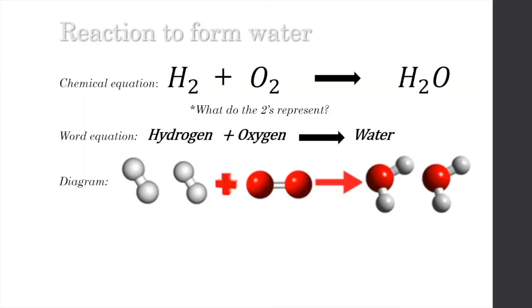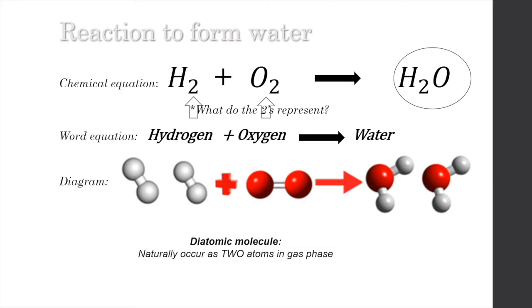So let's have a look now at the reaction to form water. On this page, we have the chemical equation, the word equation, and the diagram equation. Let's start with the chemical equation. Our chemical equation is H2 plus O2, which are our reactants, and that gives us water. Now, a quick reminder, what do these 2's represent? The 2's of our reactant side represent that these reactants are diatomic molecules. Diatomic molecules naturally occur as two atoms in their gaseous phase.